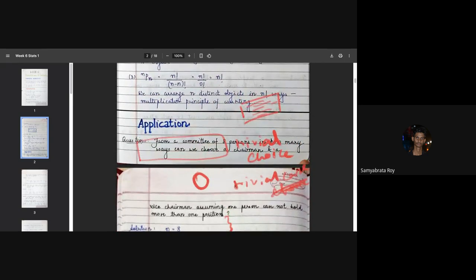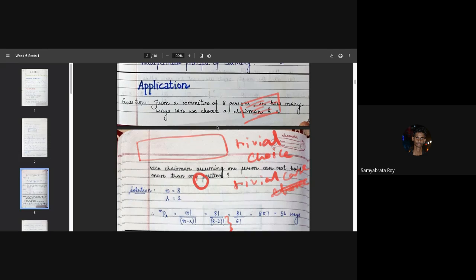Okay, so let us see some applications as well. From a committee of 8 persons, in how many ways can we choose a chairperson and a vice chairperson, assuming one person cannot hold more than one position? What does that mean? By ensuring that one person cannot hold more than one position, I am telling that repetition is not allowed, right?